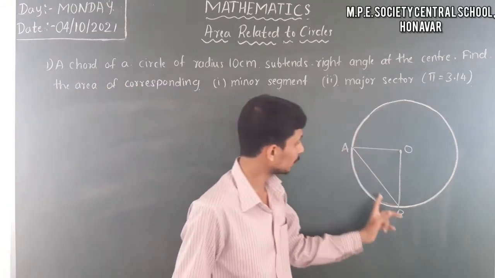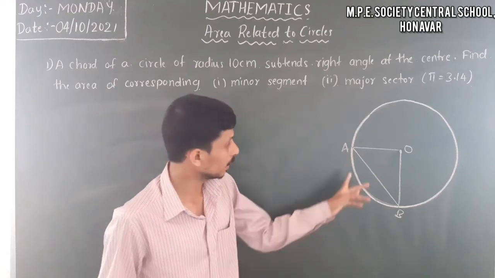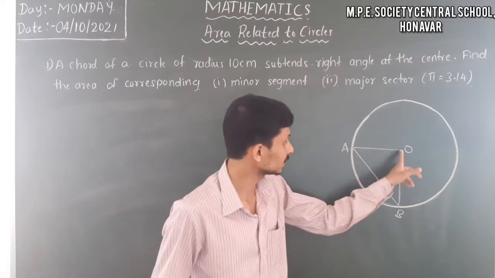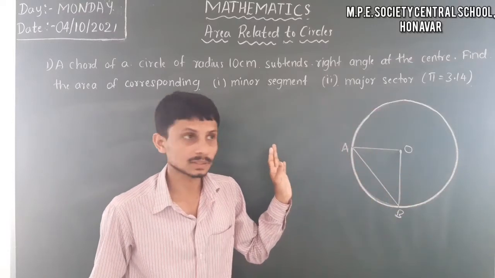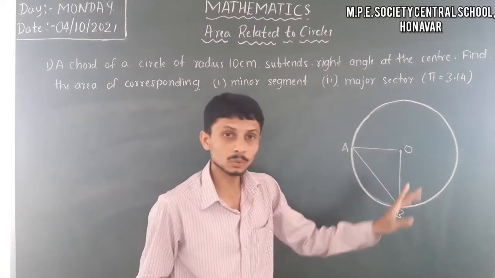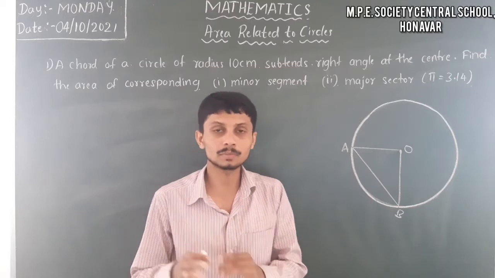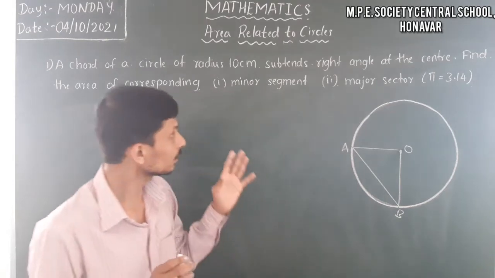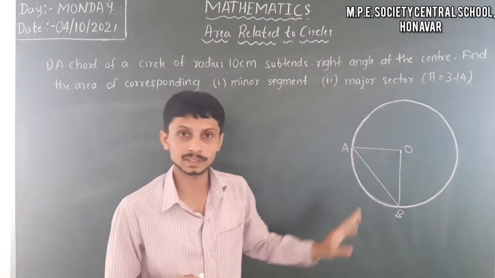So here AB is a chord, made from the radii of the circle, that is, radius is 10 centimeter as given, and between the two radii the angle formed is 90 degree. It is nothing but a quadrant of a circle. And then we have to find the minor segment and the major sector.